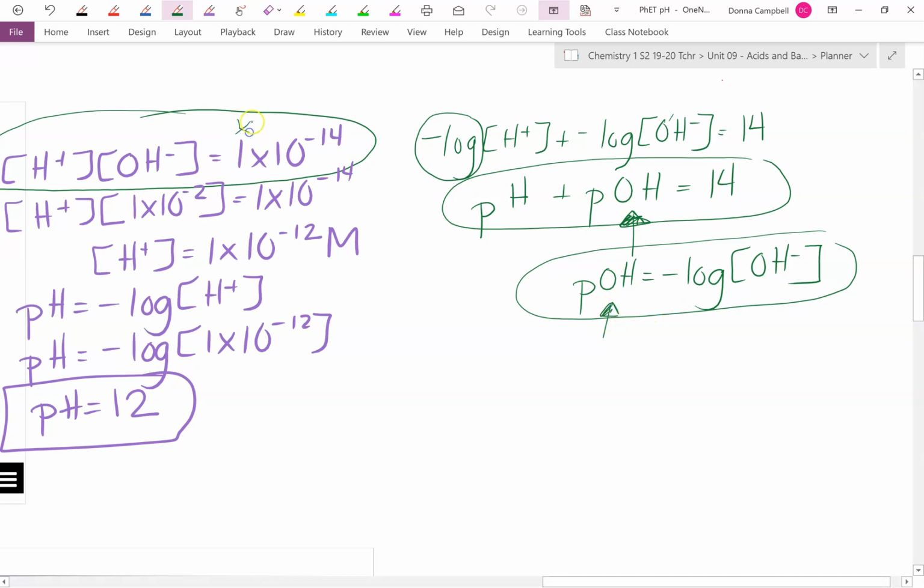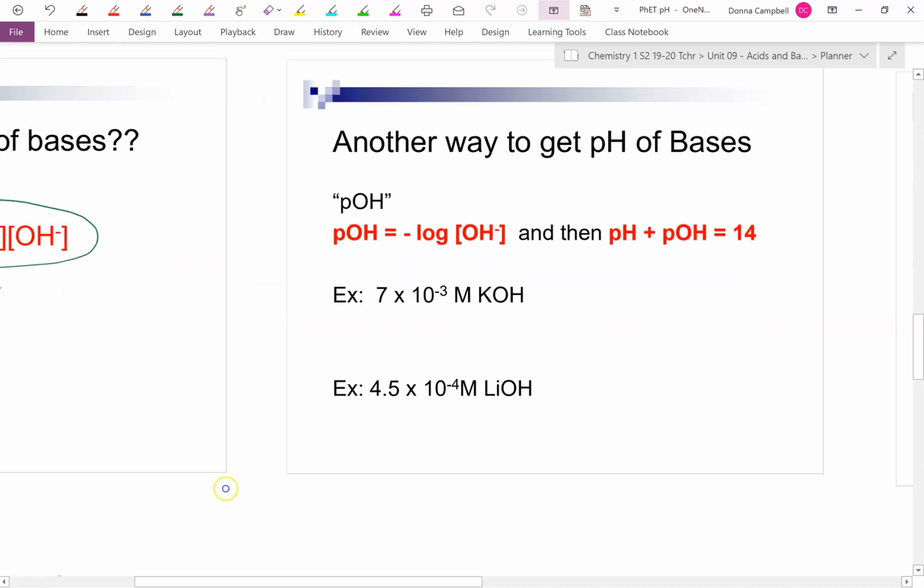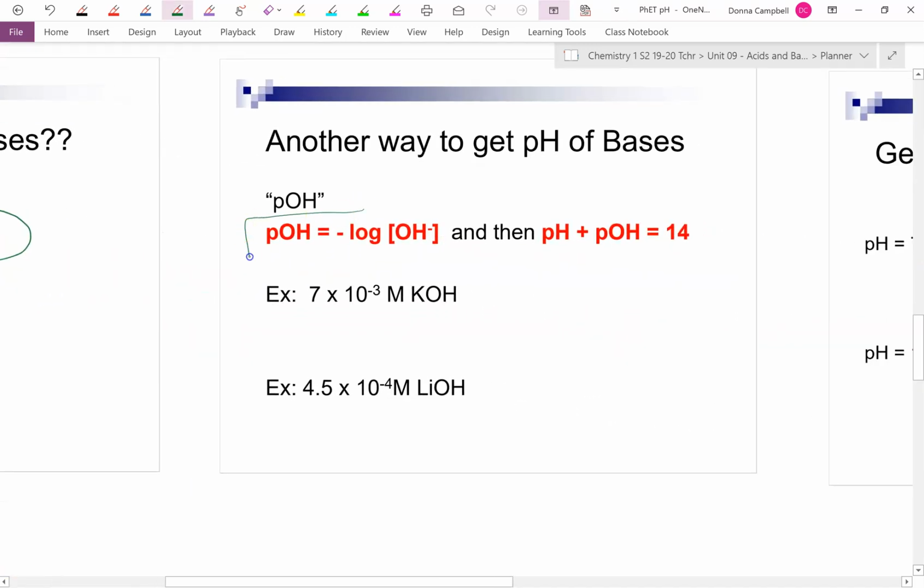So we have this equation that we can use for bases, we have this relationship we can use for bases, and we have this we can use for bases. So a lot of different ways to get there, and we'll go over exactly what to use when. This is always true, and we just did something very similar to this one. Well, we also just learned that POH is the negative log of the OH minus concentration, and that pH plus POH is 14.